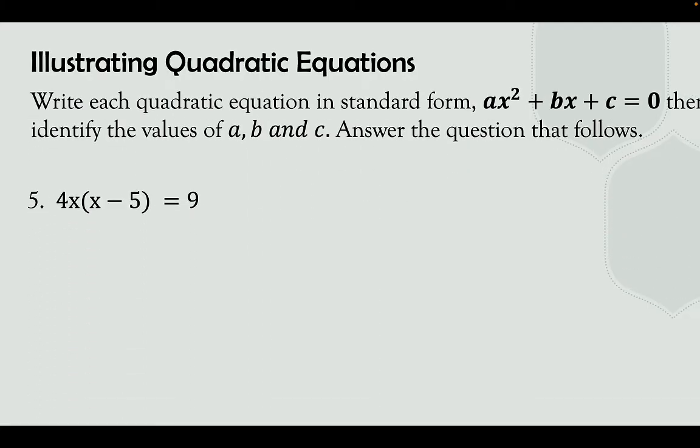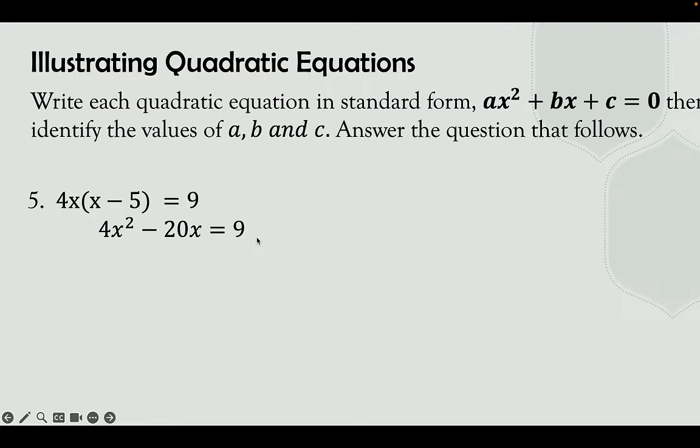So we need to rewrite the quadratic equation in standard form and then identify the values of a, b, and c. Answer it and answer the question that follows. So here we need to simplify first the left side by distributing: 4x times x, we have 4x squared. 4x times negative 5, we have negative 20x, equals 9.